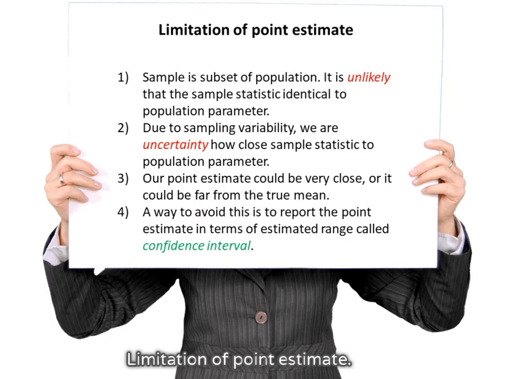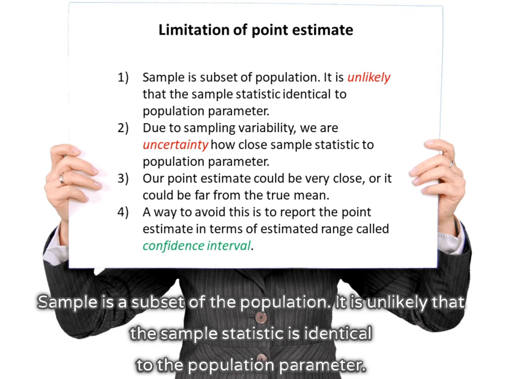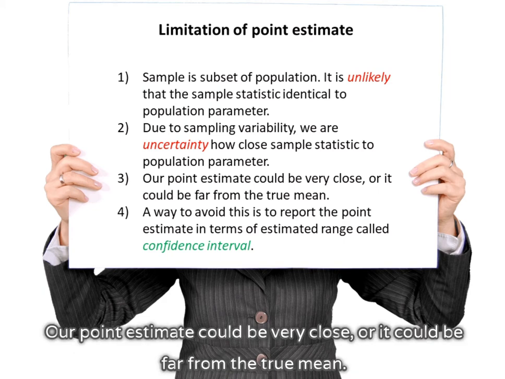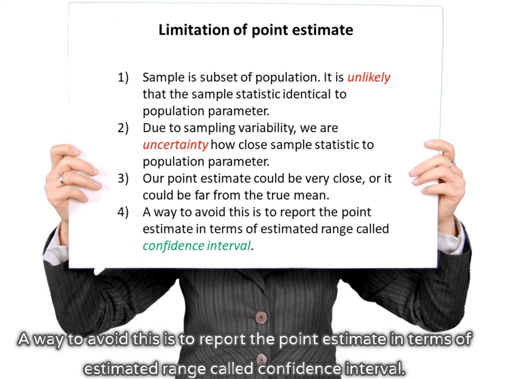Limitation of point estimate. Sample is a subset of the population. It is unlikely that the sample statistic is identical to the population parameter. Due to sampling variability, we are uncertain how close sample statistic to population parameter. Our point estimate could be very close, or it could be far from the true mean. A way to avoid this is to report the point estimate in terms of estimated range called confidence interval.